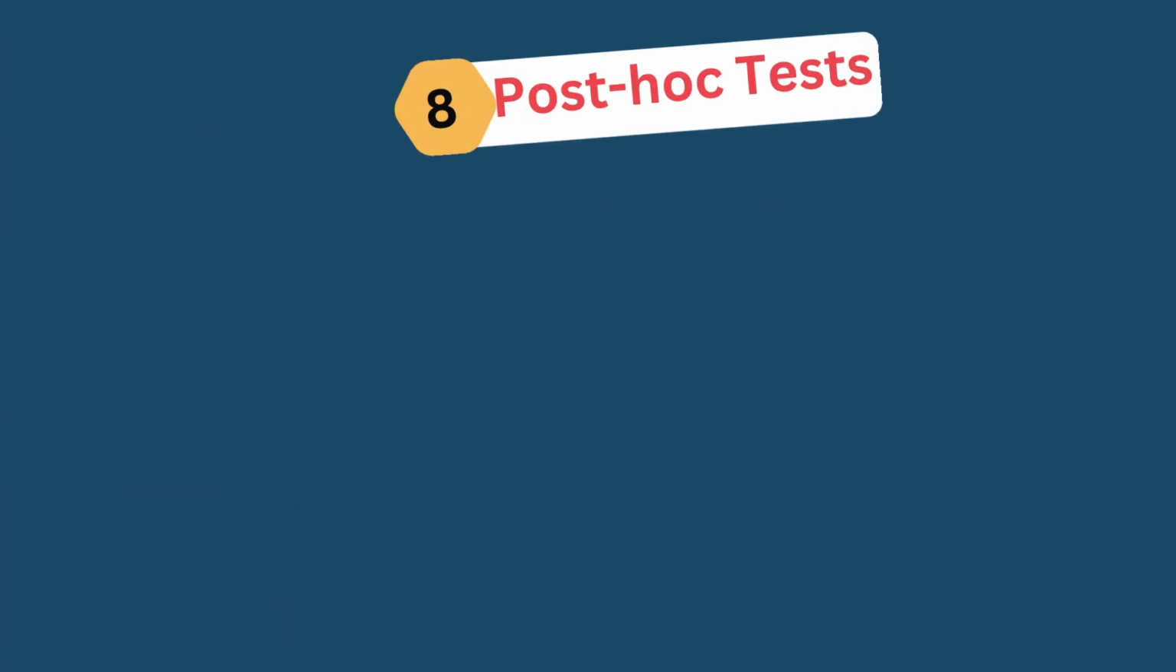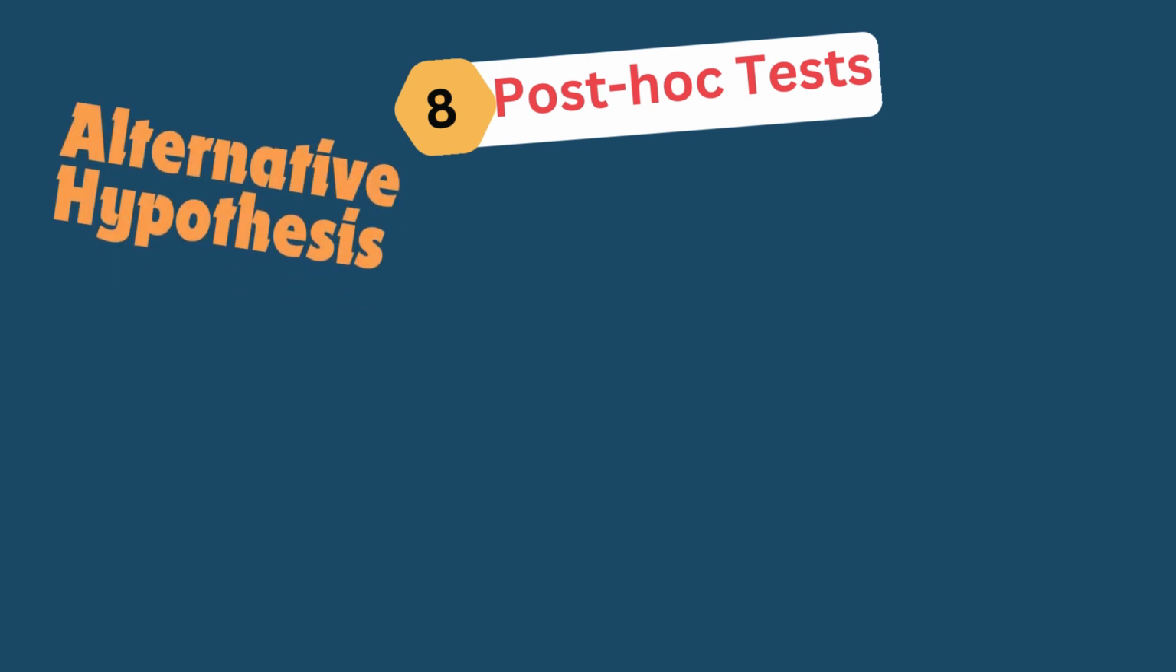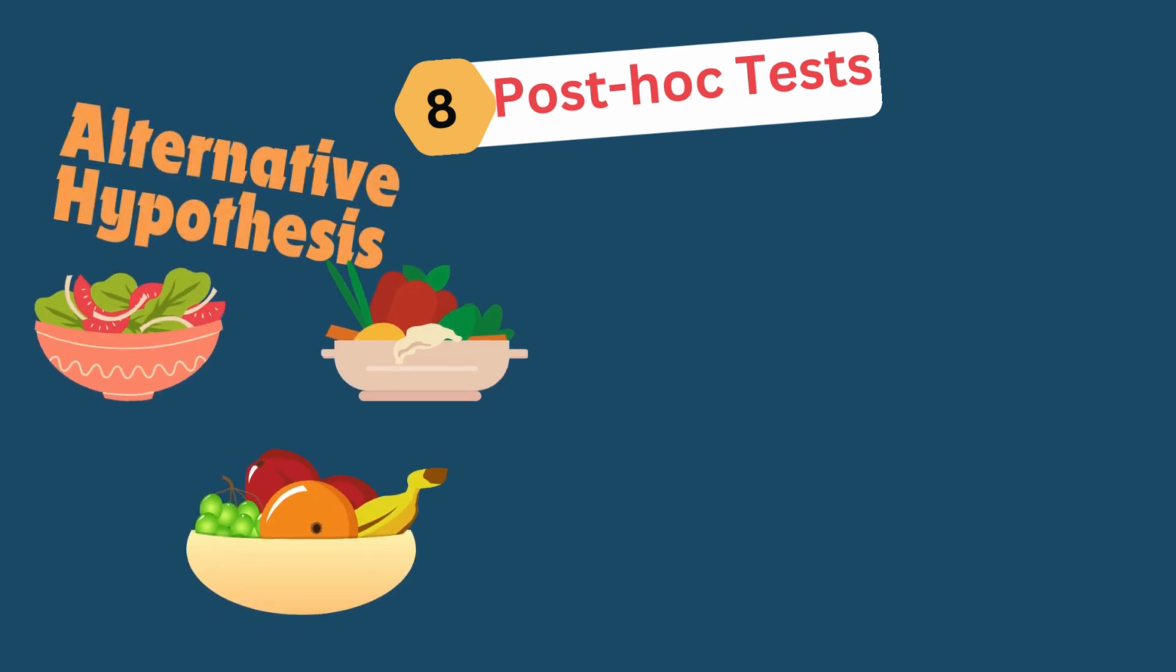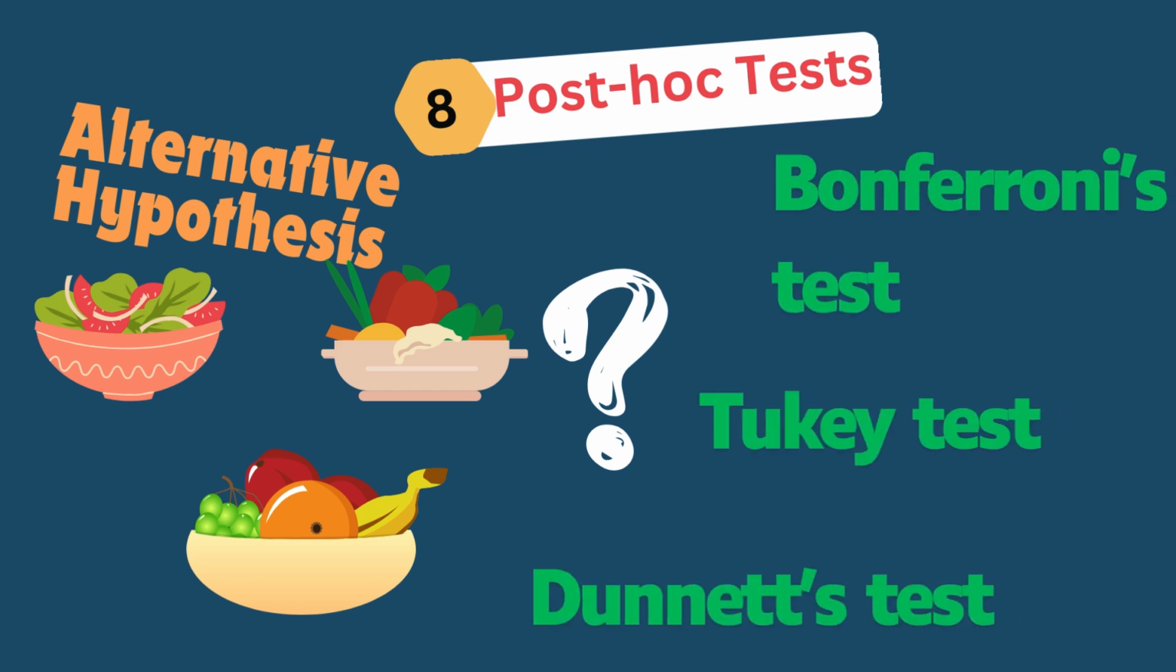Step 8. Post-hoc test. Now we know that the alternative hypothesis is true, but we still don't know which diet reduces the weight. You see, ANOVA only tells that the groups are significantly different from each other, and that's the only role that ANOVA has to play in statistics. But which group is different, it doesn't tell. For that, we use post-hoc tests such as Bonferroni's test, Tukey test, Dunnett test, etc. So make sure that after conducting ANOVA and finding out that the groups are significantly different from each other, use a post-hoc test as well.